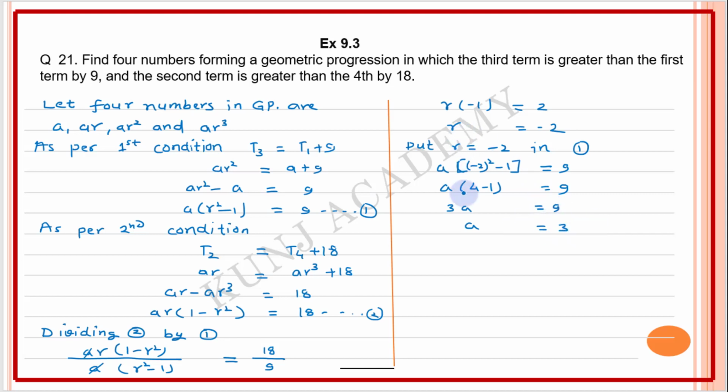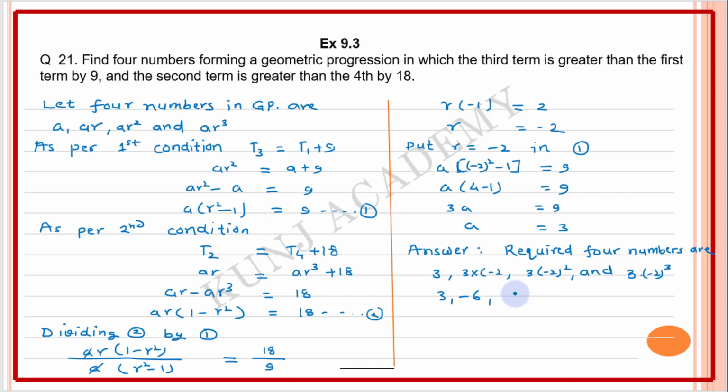Putting the values of a and r in this, the answer, the required 4 numbers are a, 3; ar, 3 into minus 2; ar square, 3 into minus 2 square; and ar cube, 3 into minus 2 cube. That is 3, minus 6, 12, minus 24.